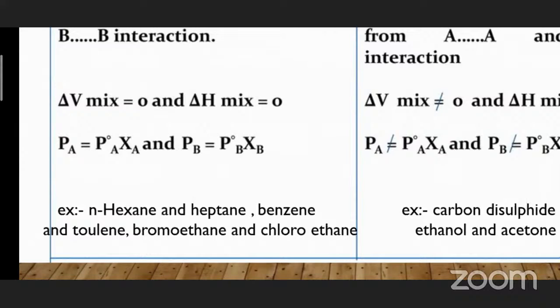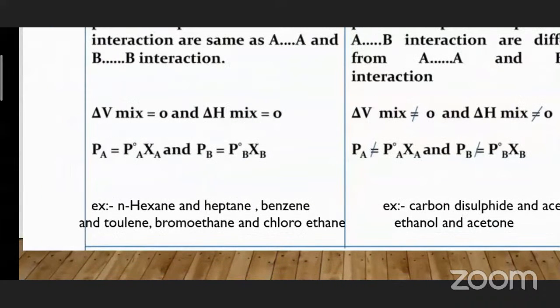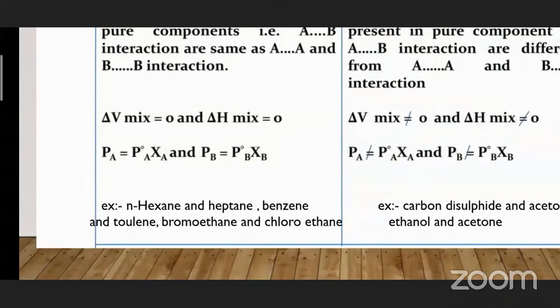PA is equal to P naught A into XA. What is XA? XA is the mole fraction of A. XB is the mole fraction of B. Such types of solutions are called ideal solutions. So what are ideal solutions? They obey Raoult's law. Delta H mix is 0. Delta V mix is 0.